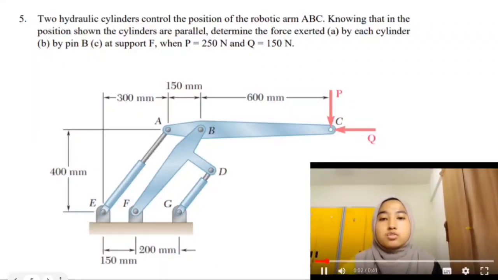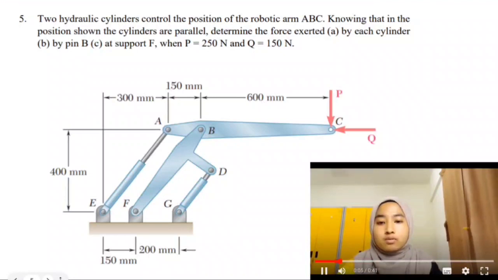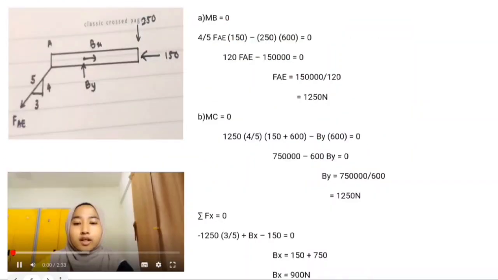Question 5. Two hydraulic cylinders control the position of the robotic arm ABC. Knowing that in the position shown the cylinders are parallel, determine A, the force exerted by each cylinder, B, the force exerted by pin B, C, the force exerted at support F, when P equals to 250 Newton and Q equals to 150 Newton.